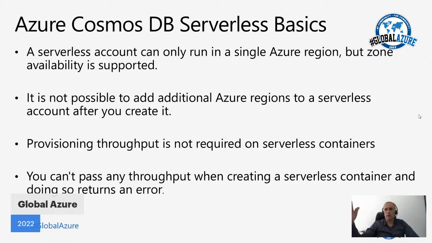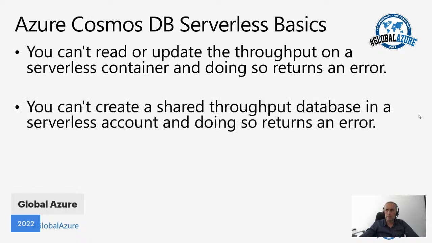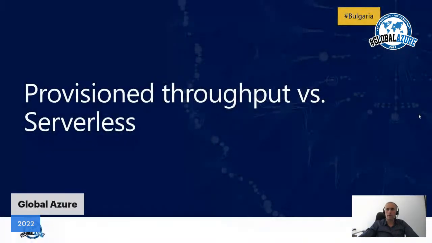If you have a load which is above the expected, you will have throttling and you will receive an error. You are not able to make any changes in the containers regarding throughput, and if you try to do this using the API, you will receive an error in the same way as if you overload your containers. So these are the most important details related to serverless.